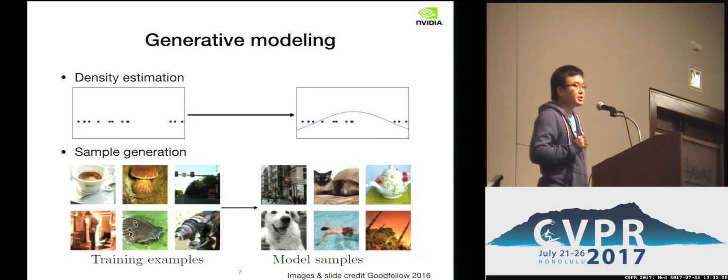Generative modeling basically concerns 2 businesses. One is density estimation. You have a bunch of samples, and you want to learn a density function, so that when a new sample comes, you can estimate its density. The other is sample generation. You have a bunch of images, and you want to learn to synthesize new images with characteristics similar to the images in your training data set. It's mostly about this second business.